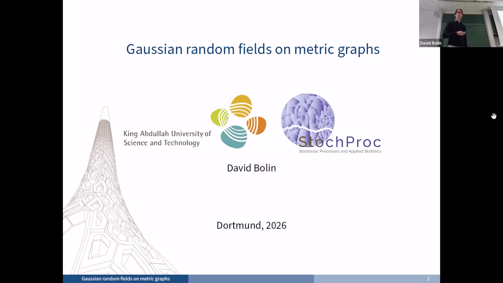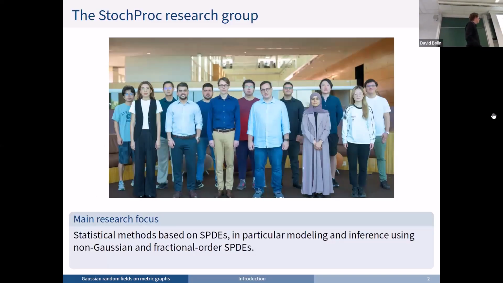So, yes, as Holger said, I will be talking about this topic that we have been investigating for a couple of years now in my group at KAUST. I'm leading the stochastic process group at KAUST, and our main focus is basically doing spatial statistics and random field modeling based on stochastic PDEs. And that will also be part of what I'll be talking about today.